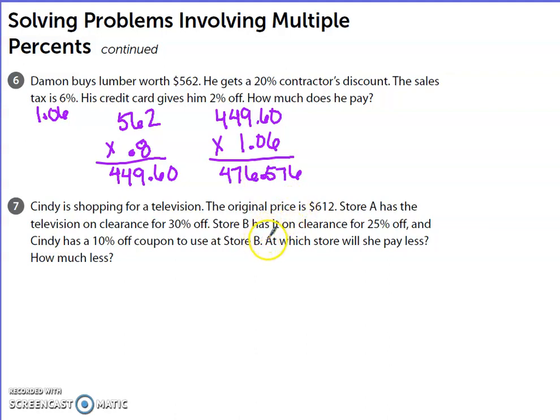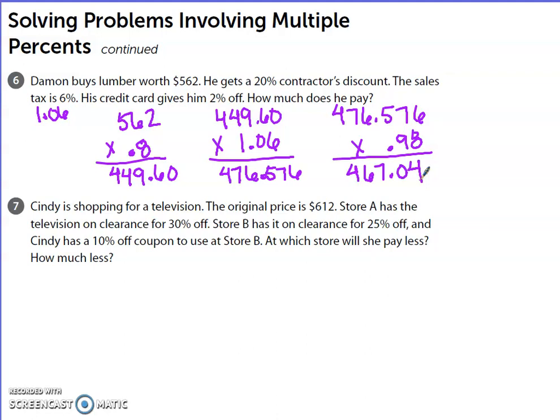Finally, his credit card gives him 2% off. So he's going to pay 98% of the total cost. 476, big long number, times 0.98. That's 2% off the total. And we'll get 467.04. And I did round this to the pennies because we don't go any smaller than that.